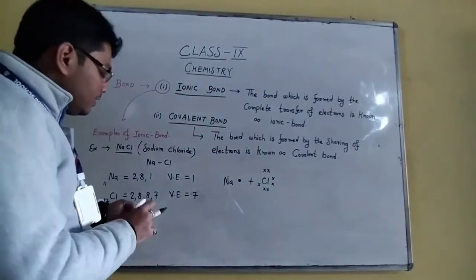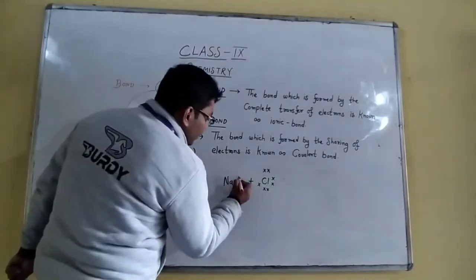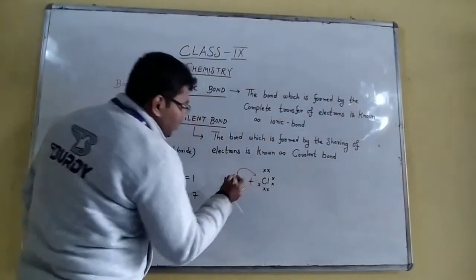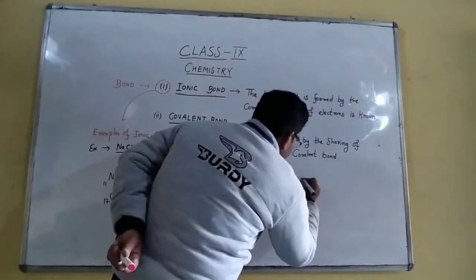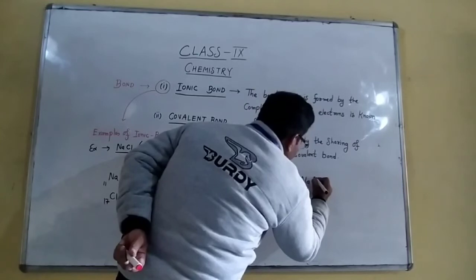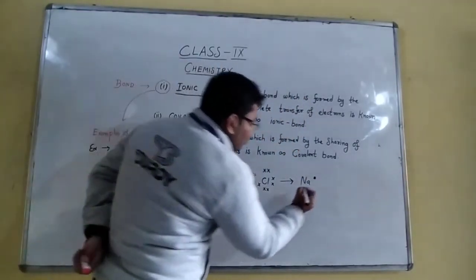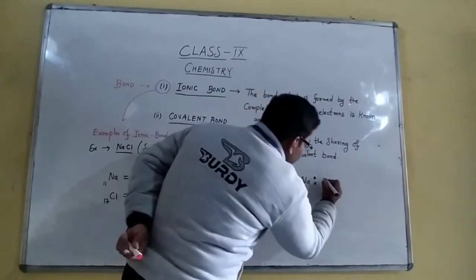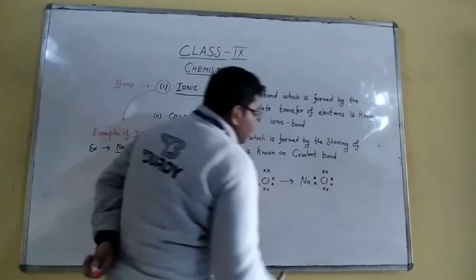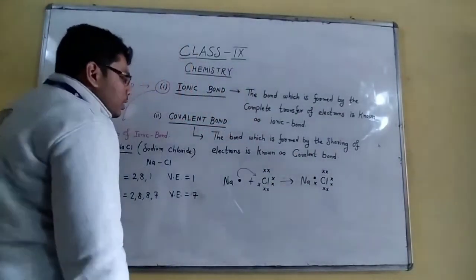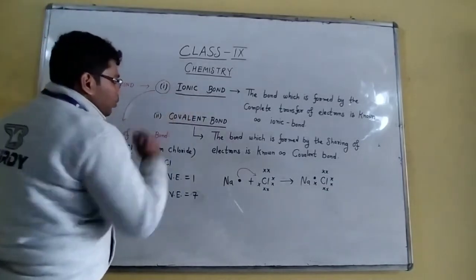So here in this case complete transfer of electron takes place. This electron will completely transfer, and a bond will be formed between Na and Cl. A bond is formed between chlorine and sodium just like this here, and also chlorine follows the octet rule. Here the bond formed between sodium and chlorine is ionic bond.